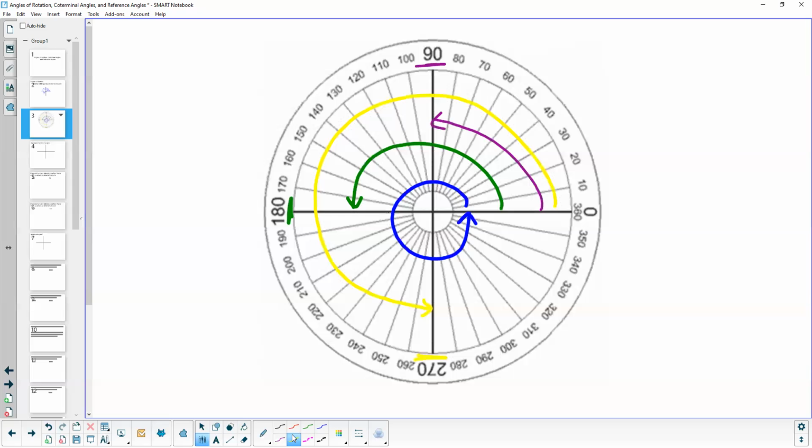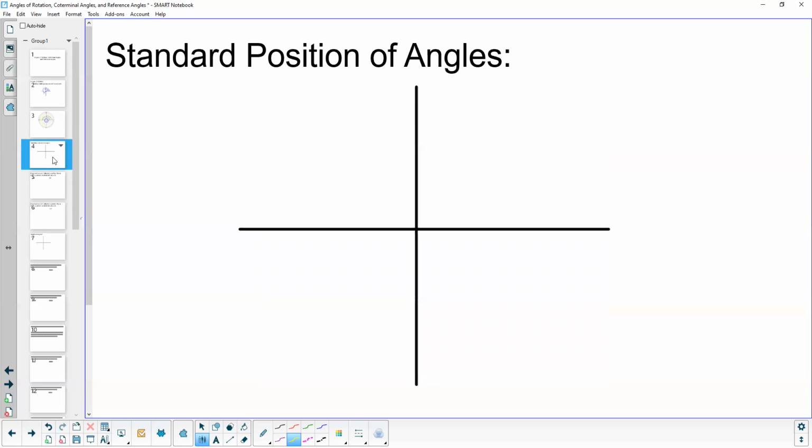So when it comes to these angles of rotation, we have some standard pieces that we care about. We have the initial ray here, and we like to call it the initial side. That initial side tells us where we're starting on our angle of rotation. And then what happens is we choose to rotate. Depending on where we choose to rotate, we're going to end up getting something different.